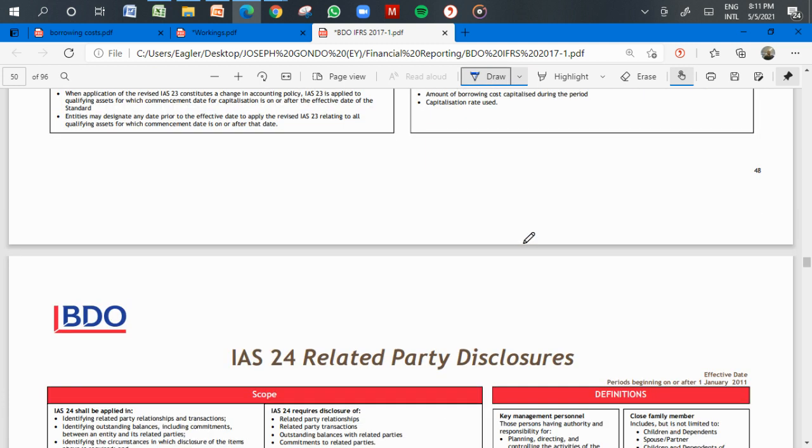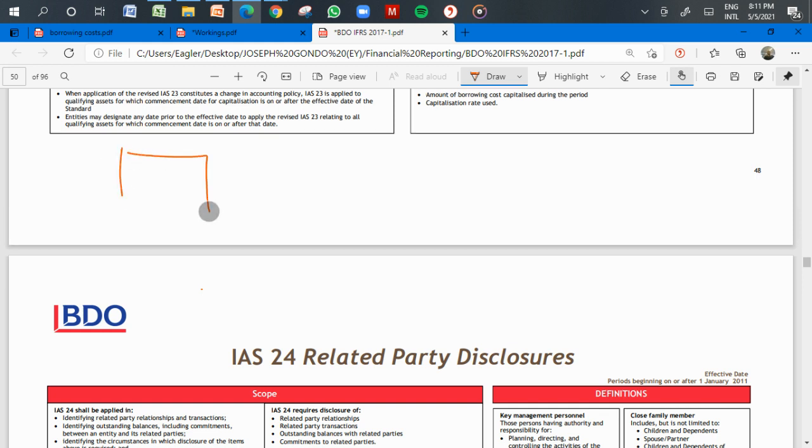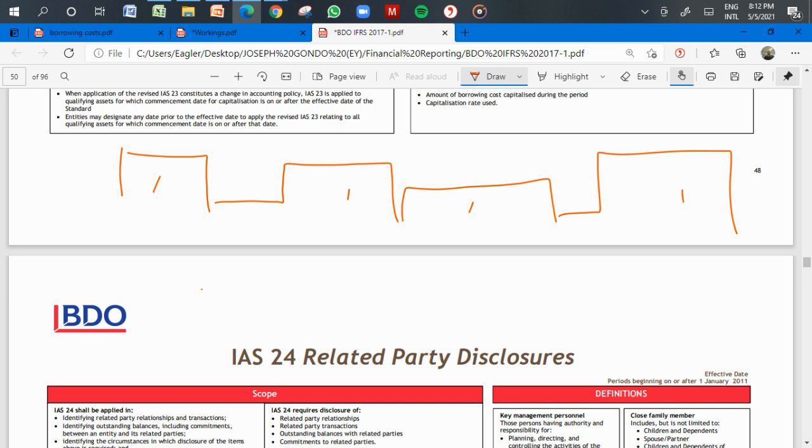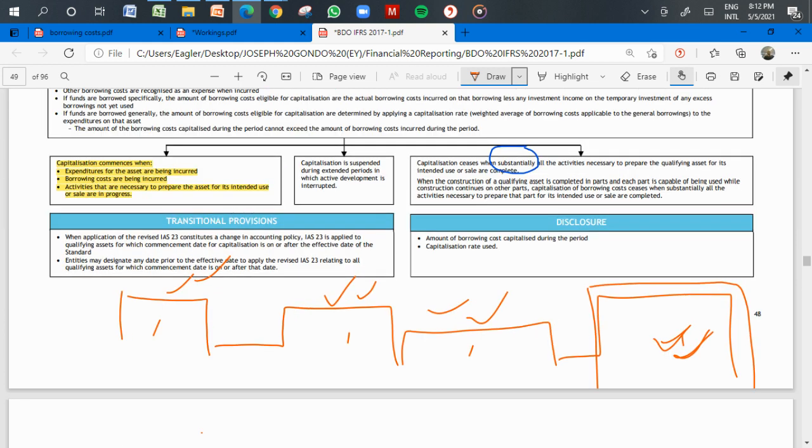Okay, in this scenario, we have an asset, maybe a building. It's a single building, but we have different parts. So this one is the left wing. This is the middle wing. Then this one is another wing. So what they are saying is, maybe this wing is actually complete. So we have completed construction on this wing, and we can actually start using the wing, even if these other wings are not yet complete. So that means we are going to stop capitalization of borrowing costs on this wing, but we can continue capitalizing borrowing costs on the other wings. That's what they are trying to say on that one.